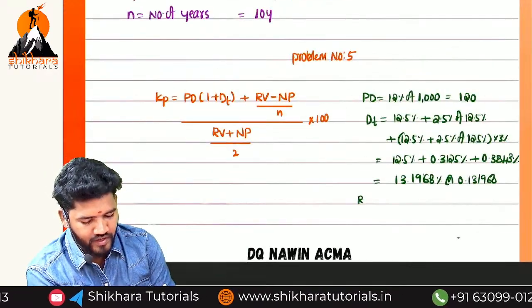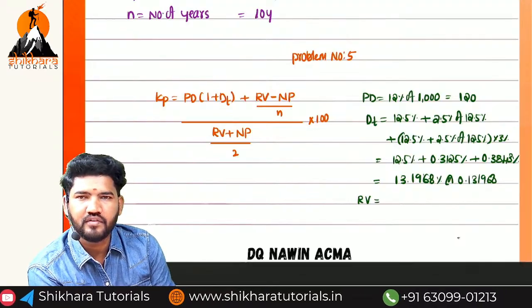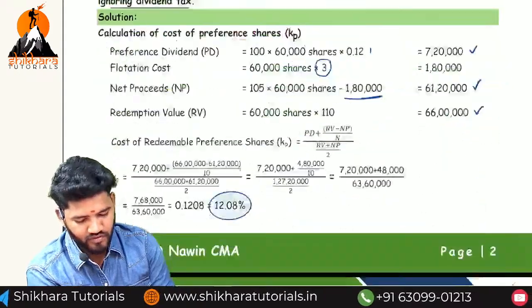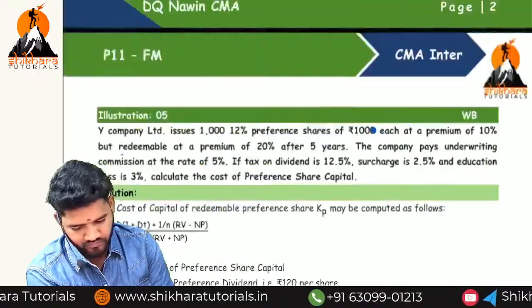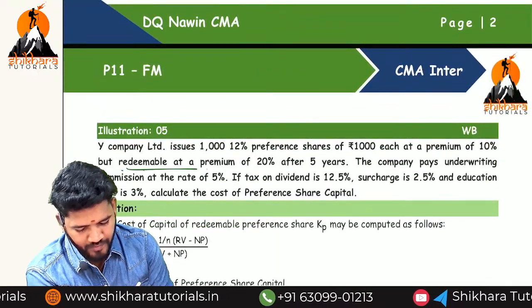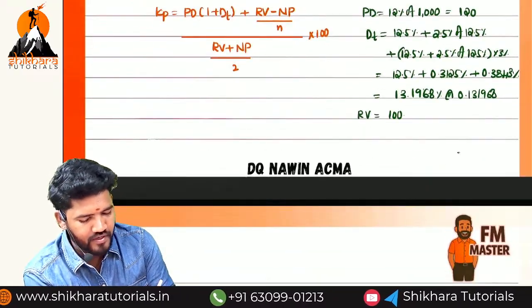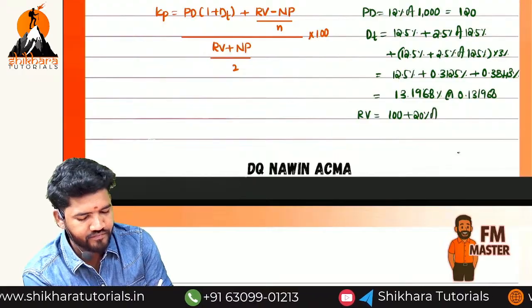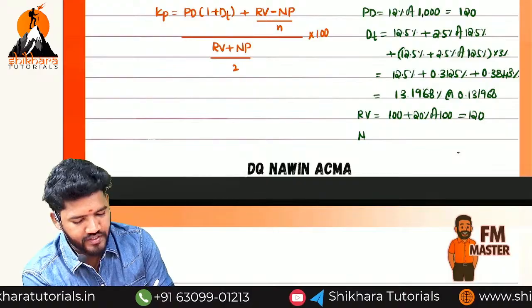Now repayment value. Repayment at what? Premium? Repayment at a redeemable premium of 20%. 120 only, na? 100 plus 20% of 100, 120. What about the net proceeds?